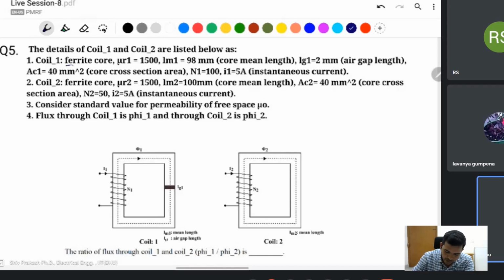Then for the ferrite core, mu R1, the permeability of the material, is 1500, and this one is the net L, the mean length of the core. For coil 1, the core is like this. This one is the whole mean length of the core, and this one is the air gap of the core.